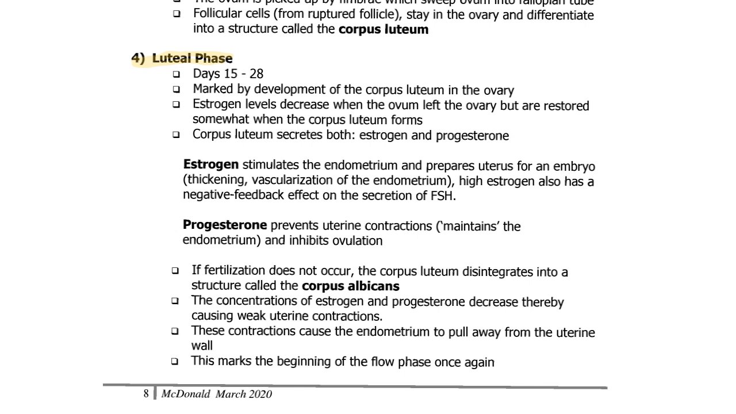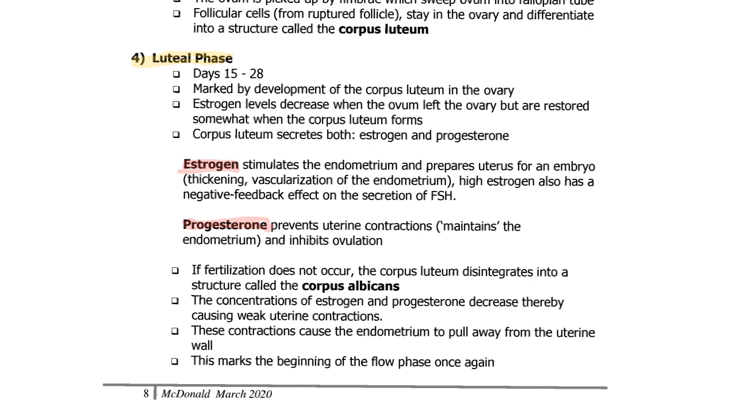So the two functions of the hormones here, estrogen stimulates the endometrium and prepares the uterus for an embryo. High estrogen level also has a negative feedback effect on FSH, and so that will prevent the formation of another follicle because we only want one at a time here. Progesterone prevents uterine contractions or maintains the endometrium and will also inhibit ovulation because it's telling the body that ovulation has already occurred, because progesterone is only released once ovulation has already occurred.